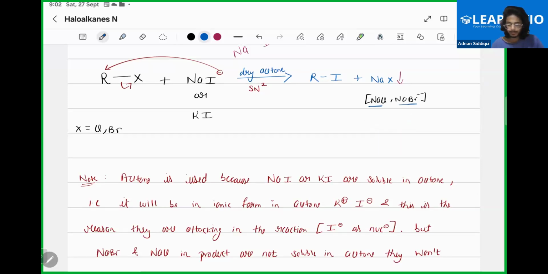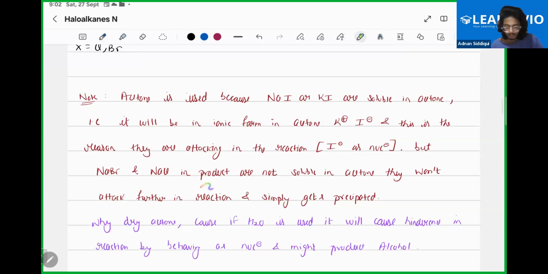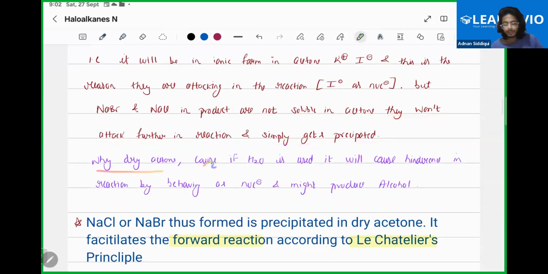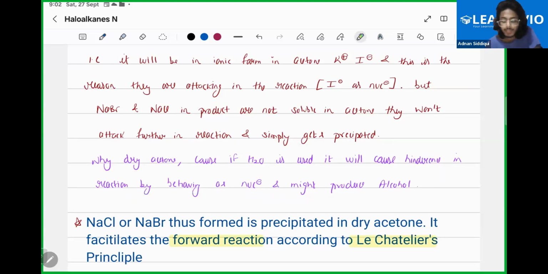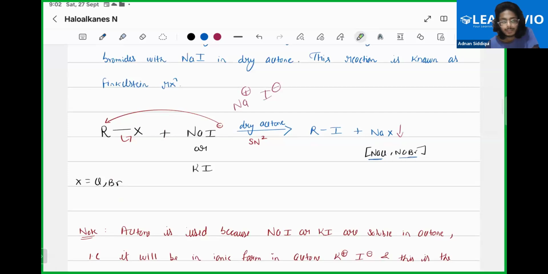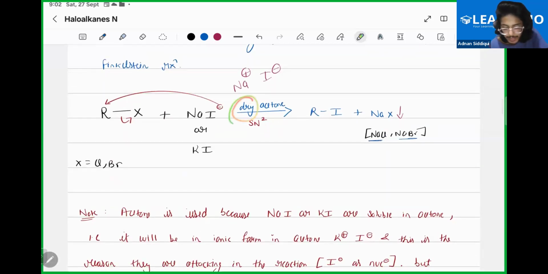Okay, let us compare. NaCl and NaBr in the product are not soluble in acetone. They won't attack further in the reaction and simply get precipitated. Why dry acetone? Because if H2O is used, it will cause hindrance in the reaction by behaving as a nucleophile. It might produce alcohols. If you are using aqueous acetone, that is a problem. Dry means you are avoiding any chance of getting H2O. Dry acetone means no H2O.